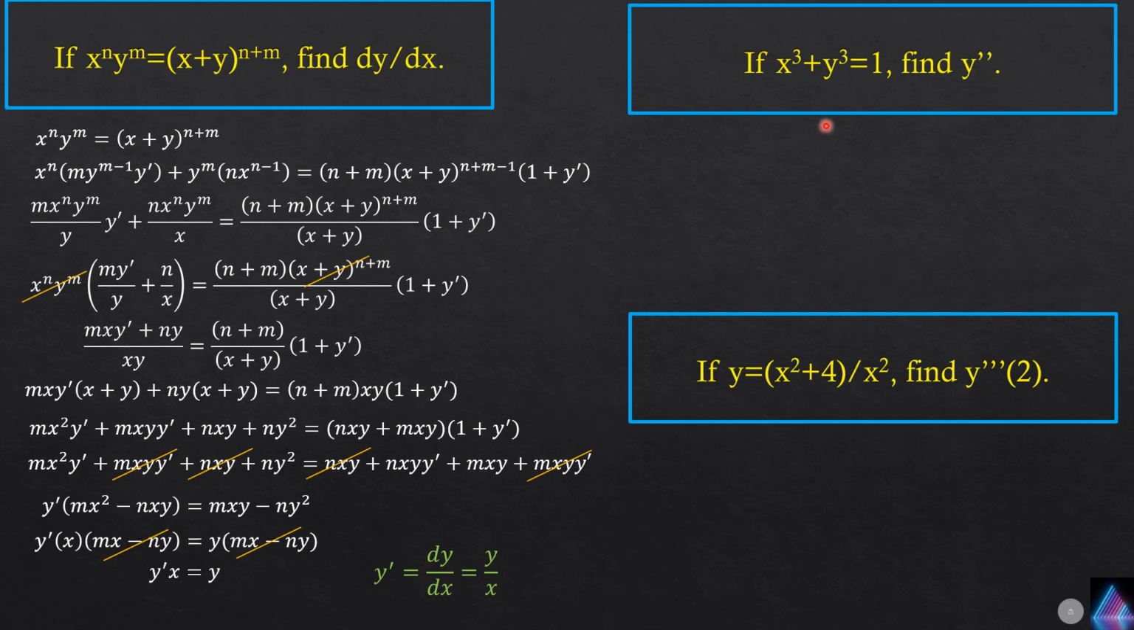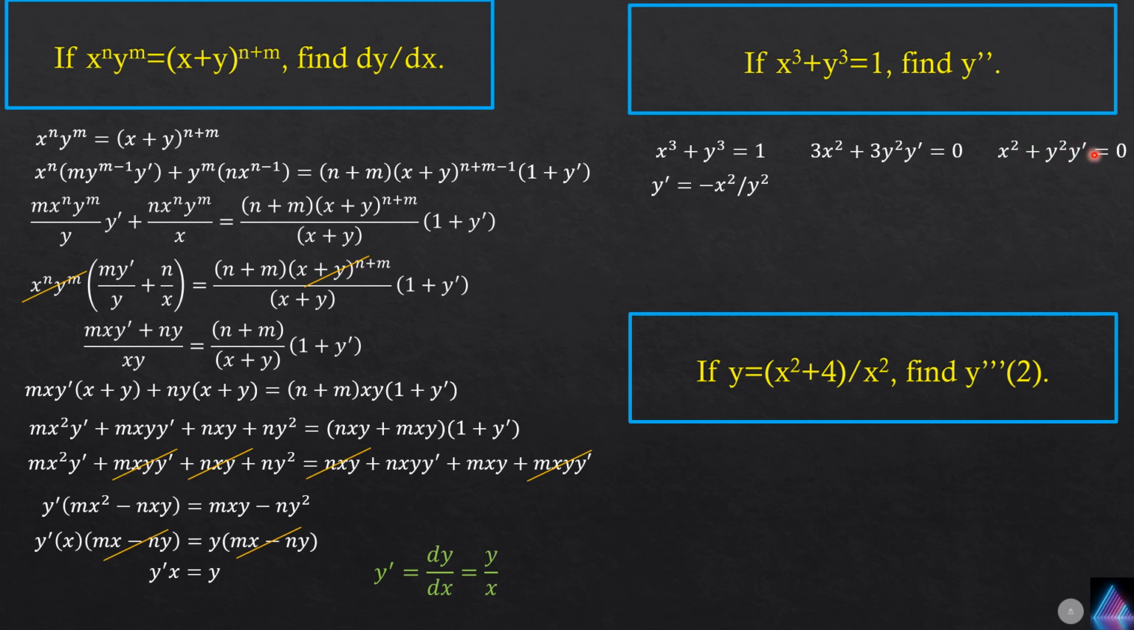We then proceed to the second problem. If x cubed plus y cubed equals 1, find the second derivative y double prime. So again, we differentiate this by the implicit differentiation technique. So 3x squared plus 3y squared y prime equals 0. That's the given. We divide everything by 3, so this reduces to x squared plus y squared y prime equals 0, for which y prime is negative x squared over y squared.